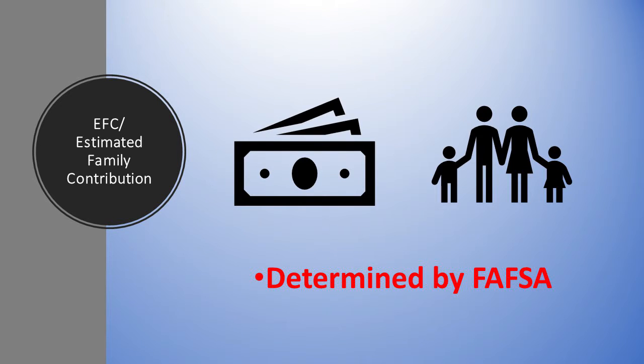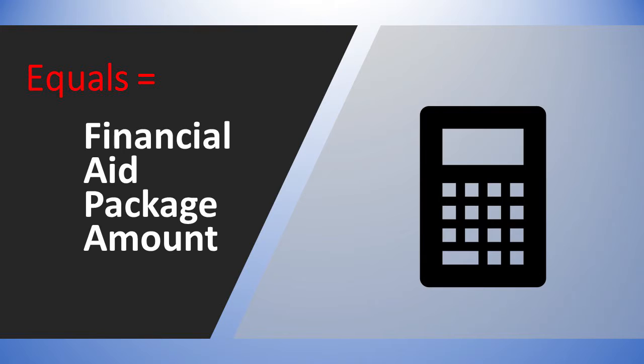Then you take the EFC, which is the estimated family contribution, and that is from the FAFSA that the student did and sent in. And they're going to take those two numbers and calculate how much the financial aid package is. So you take the cost of attendance, subtract out the estimated family contribution, and this should be what is left for the student to go to school and how much financial aid that they will need to cover that cost.